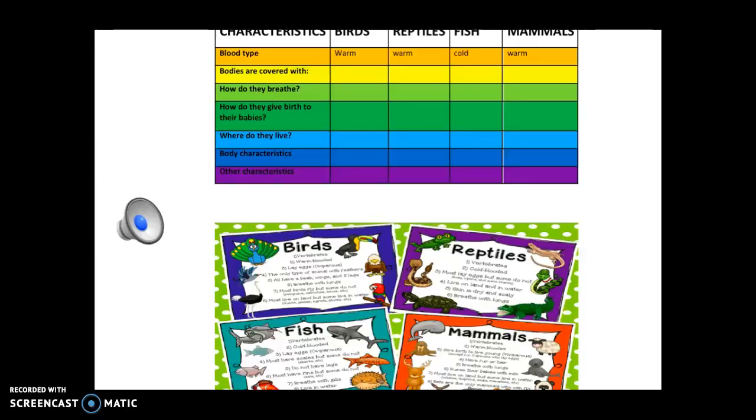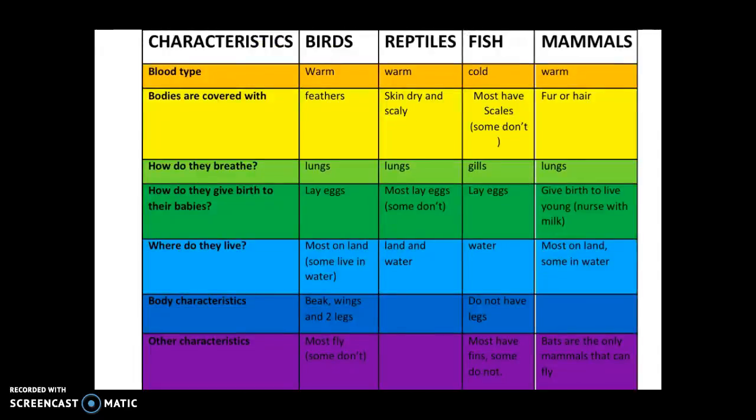And what would be some other body characteristics and other characteristics that they could find from their background knowledge as well? So here you can see an example of how I would have filled out this comparison chart with the students using the information from the posters.